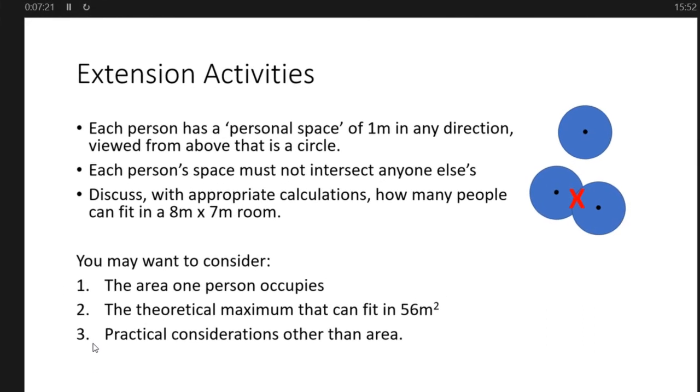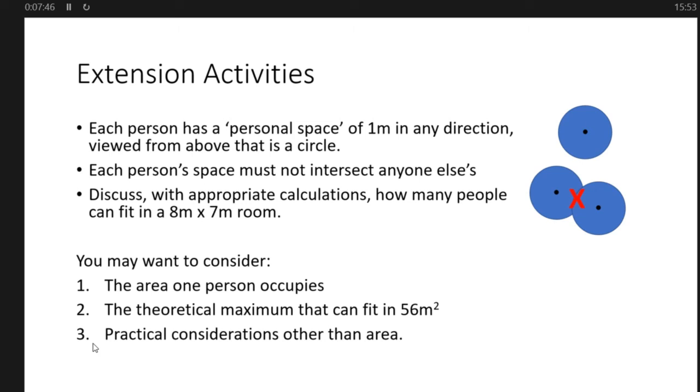Each person, bearing in mind these are the premises of what we started with, each person has a personal space of 1 meter in any direction. So 1 meter that way, 1 meter. But the other person has 1 meter as well, so that their meters can't touch. So you can see here we've got the circles with a red cross on. Essentially we're saying we mustn't overlap, because that means that everybody then is 2 meters apart. So each circle has a radius of 1 meter.